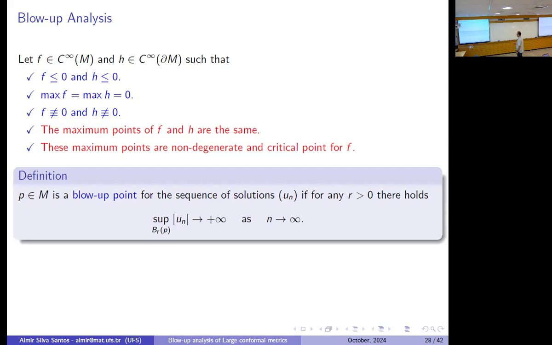Then a point in the manifold is called a blow-up point for this sequence of functions if, for any positive radius, this sup goes to infinity. So if a point is a blow-up point and you consider any ball of fixed radius, then the sup of the norm of the function un goes to infinity in this ball, no matter the radius.